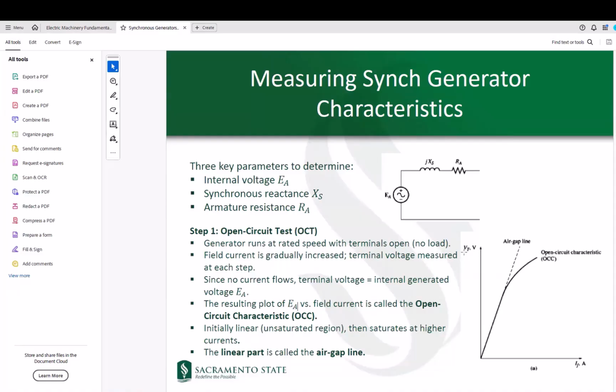So EA or VT, the terminal voltage when there is no load in the machine, versus field current can be plotted. This shows the OCC, or open circuit characteristic of the machine, which has a linear region when the machine has not gone into saturation. The linear part is also called the air gap line. So this is pretty much a straight line. But after a certain point, you see that you go into saturation, so the characteristic will not be linear anymore.